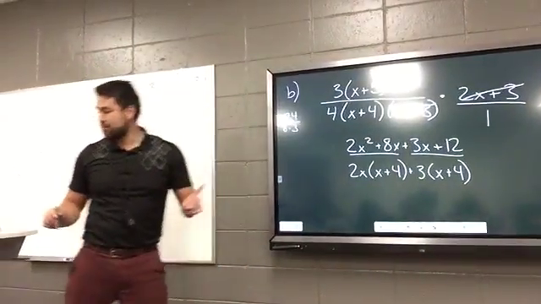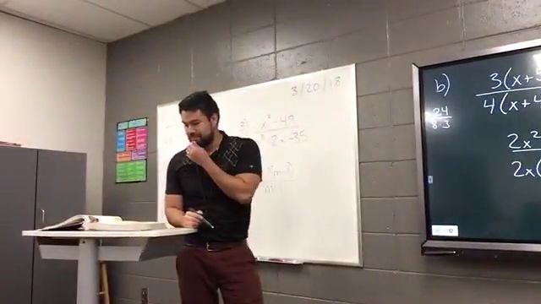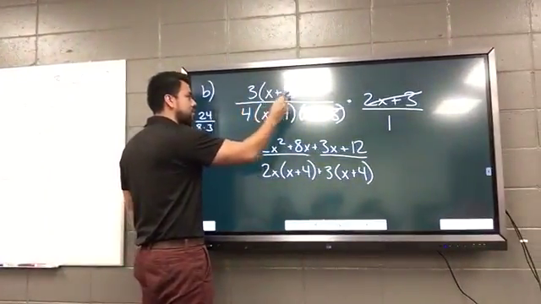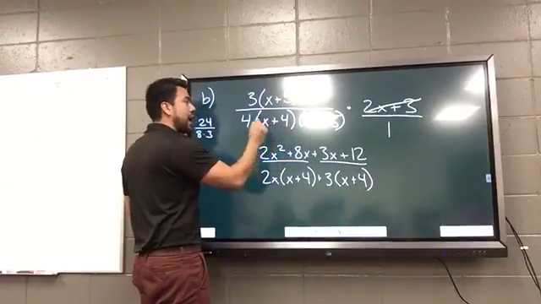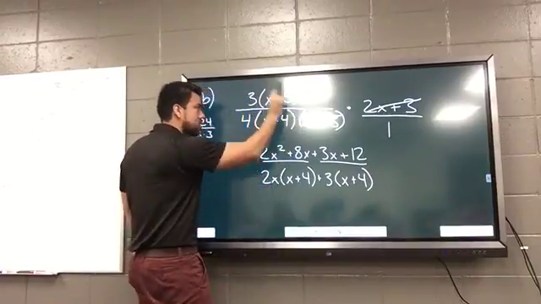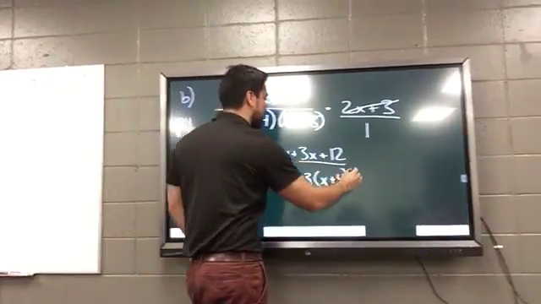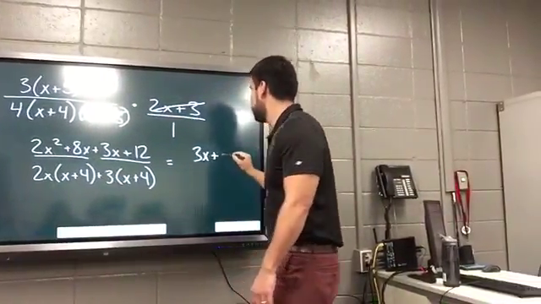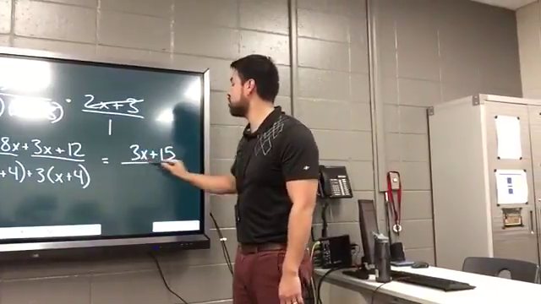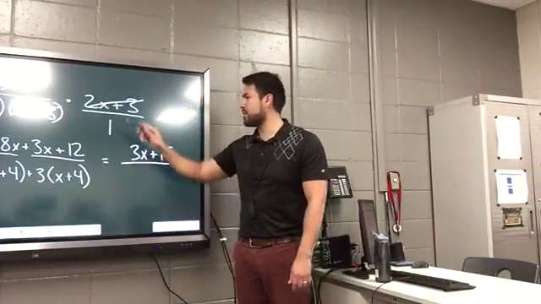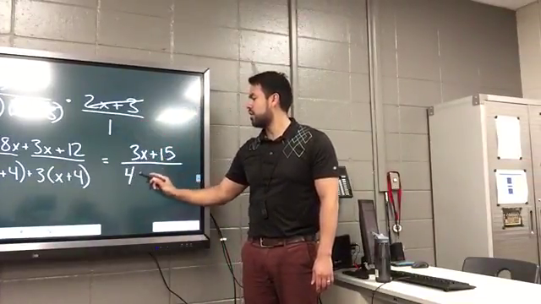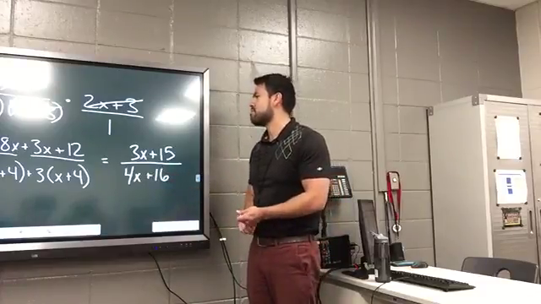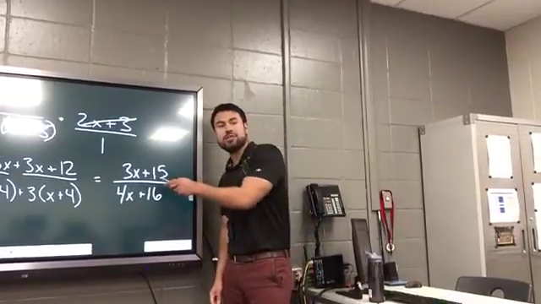No, and I need to make sure here. Okay. We're going to write it. We're going to leave 3 times x plus 5 over 4 times x plus 4. And is there anything else left to cancel here? No. So your answer is going to be 3x plus 15. You distribute. You distribute here. And then what's 4 times x plus 4? 4x plus 16. Anything to cancel?